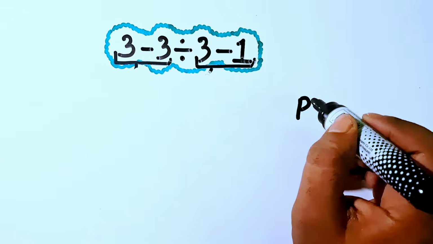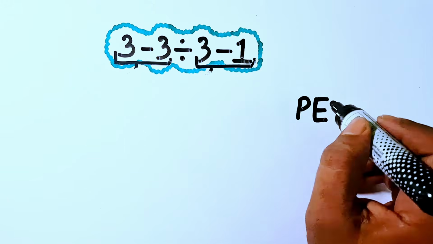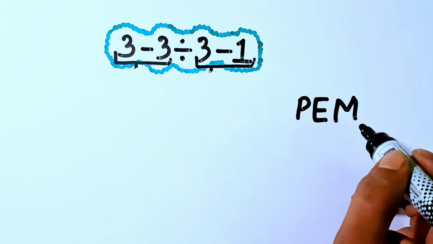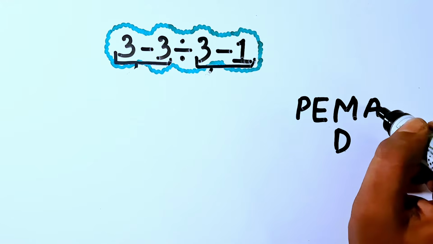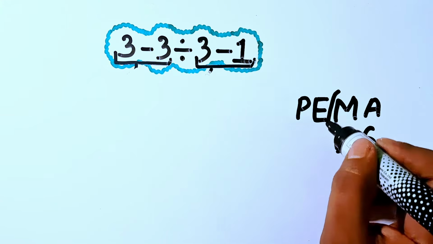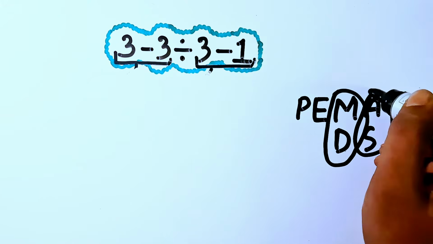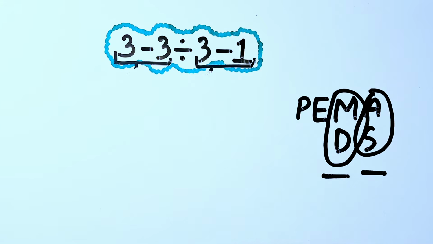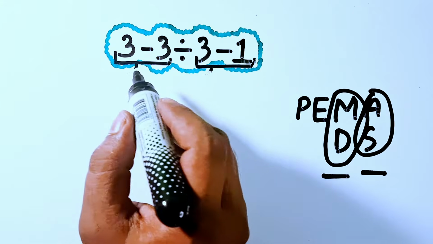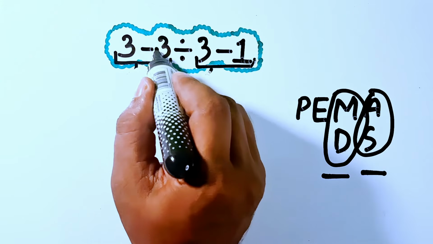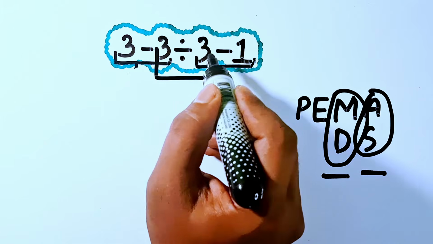Here is the PEMDAS rule. In the PEMDAS rule, multiplication and division have the same priority, and addition and subtraction also have the same priority. Now we will do it according to the PEMDAS rule.